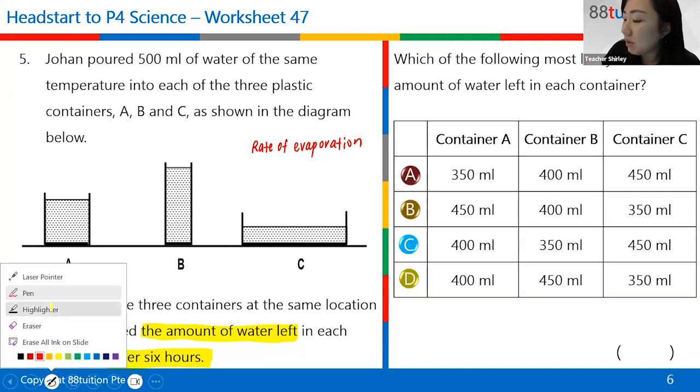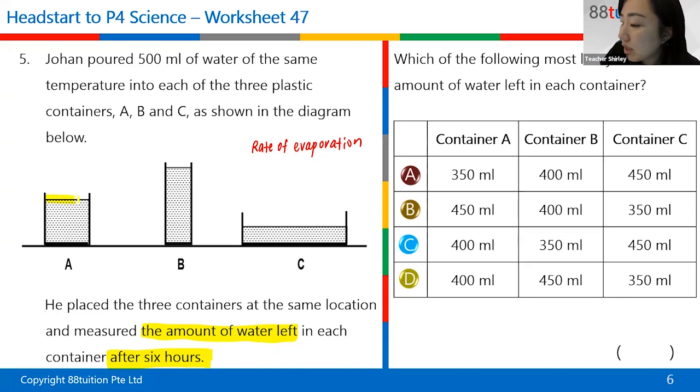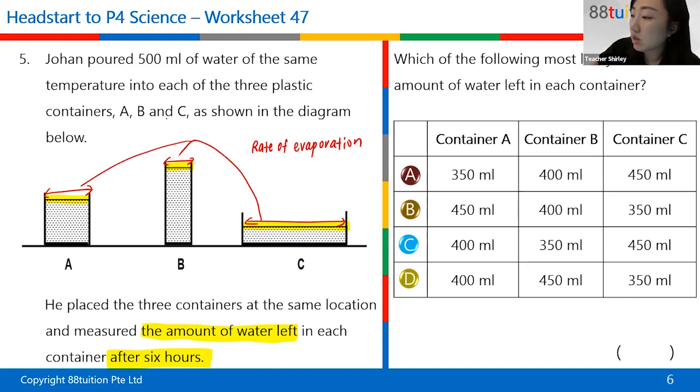And how do we determine which one evaporates faster? We will look at the exposed surface area. Okay, so this is the exposed surface area, these 3. This is what we call the exposed surface area.